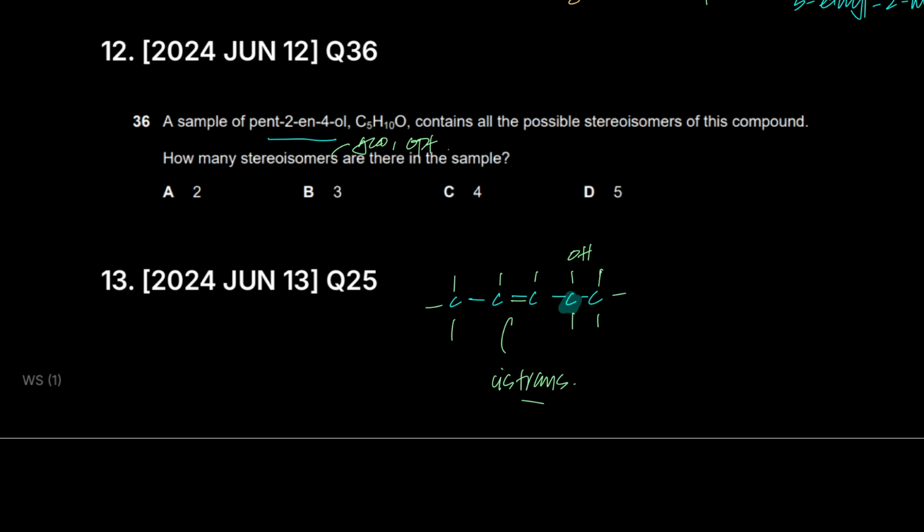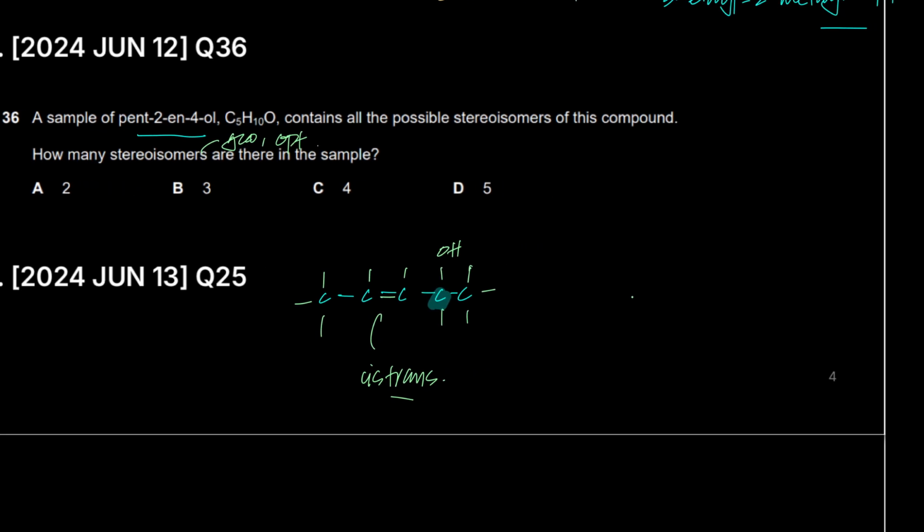This will exhibit optical isomers. And is the last carbon a chiral carbon? No, it's bonded to 3 hydrogens, right? So this is not a chiral carbon. There must be 4 different groups of atoms bonded to it. So this one is a chiral carbon. And therefore, how many stereoisomers would you have? 2 to the power of 2. You have 2 sides, 2 to the power of 2. That gives me 4.